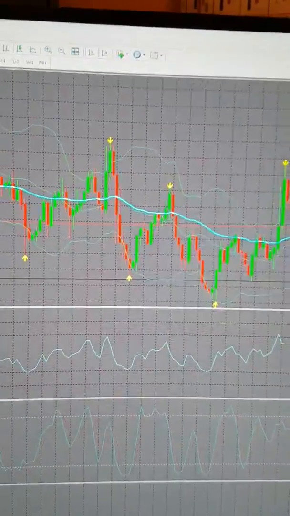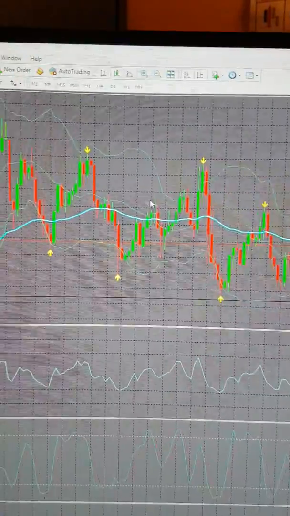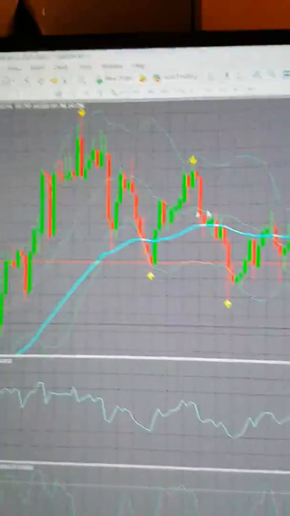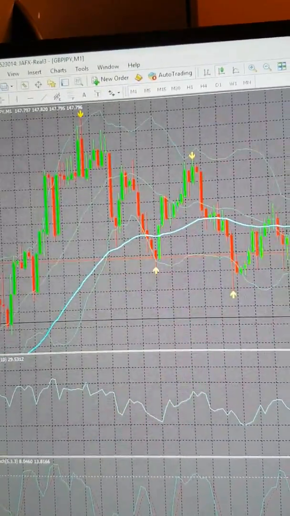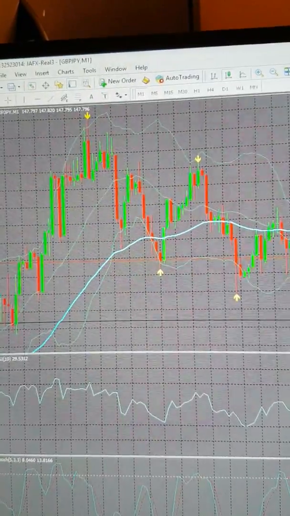Okay, so I'm going to try and keep it as quick as I can, but this is the 1 minute chart. You can see there. Alright, so you throw the Bollinger Bands on. I think the default value is 20. I didn't even think to ask Edmund that.